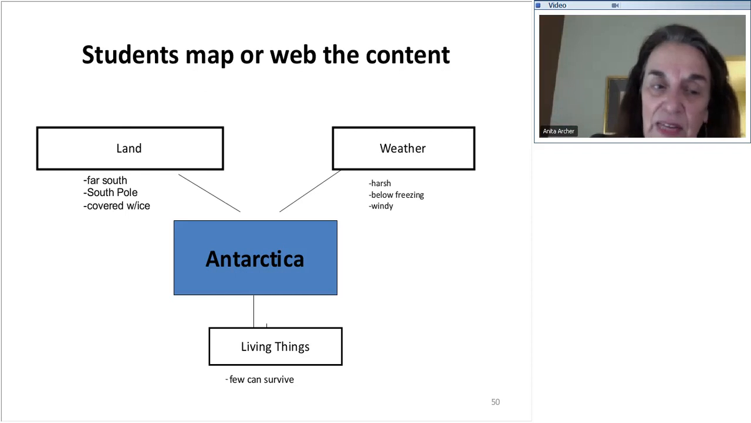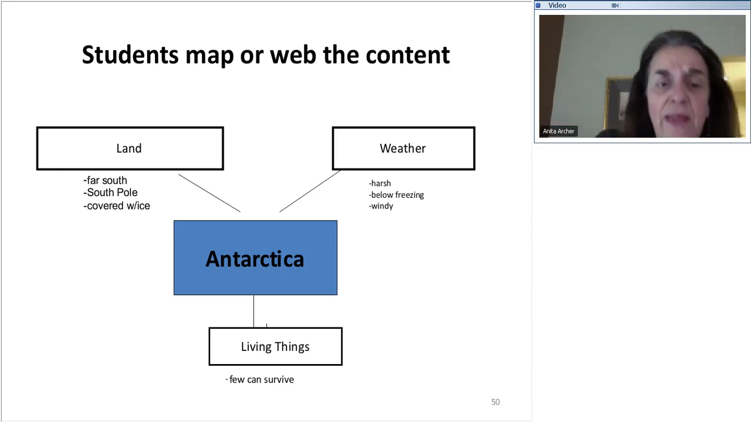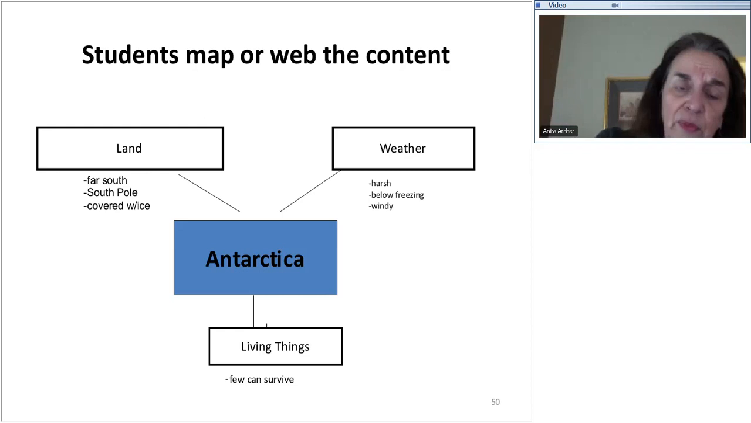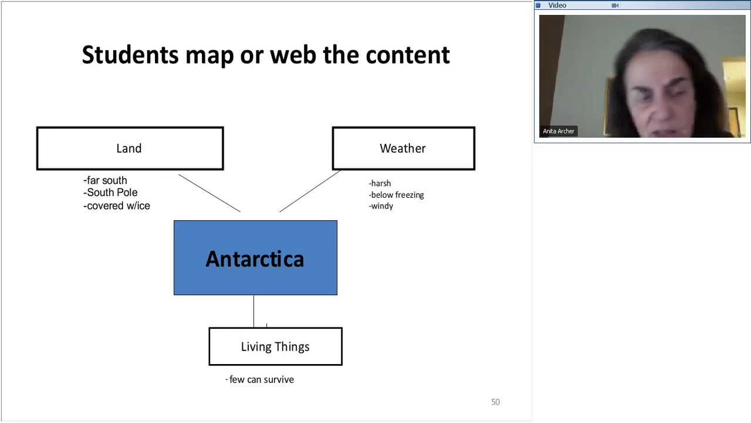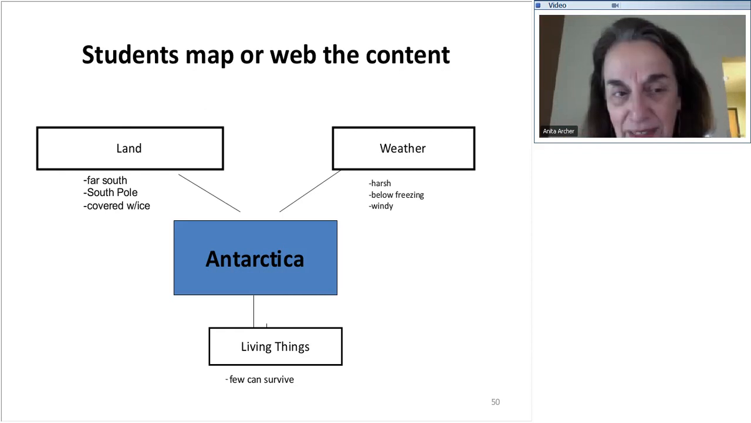And then they could even look like this one later at the relationships. They have a curved line that goes from weather to living things. You know, it's so harsh that there are few living things. And then one from weather over to land to show that relationship, because the weather is so harsh that its land is covered with ice. This is the kind of thinking we want. It's not too complex, but boy, we need to support the kids in doing it.